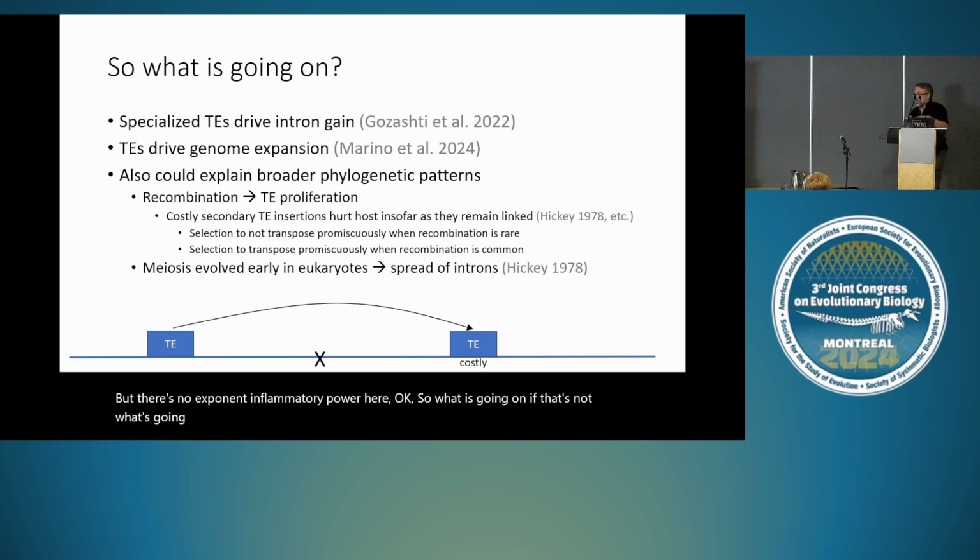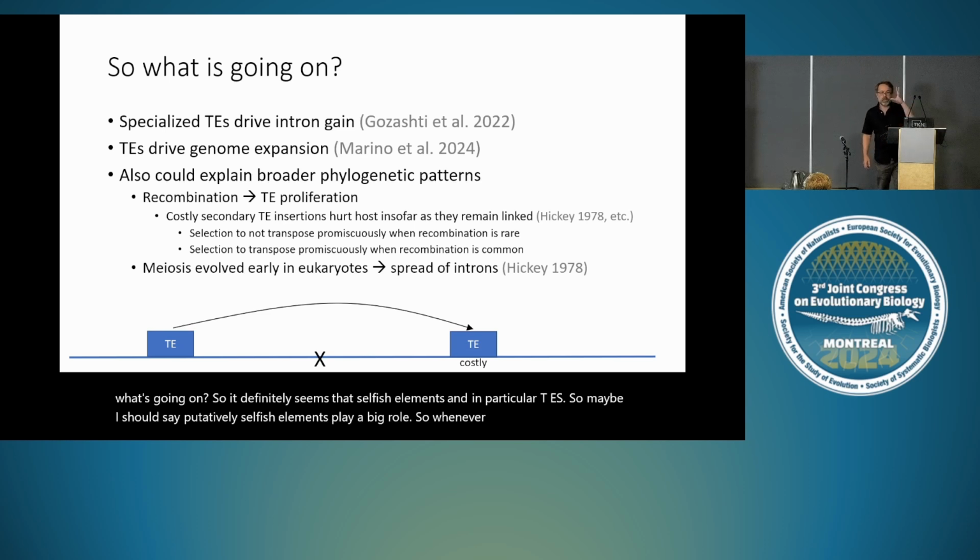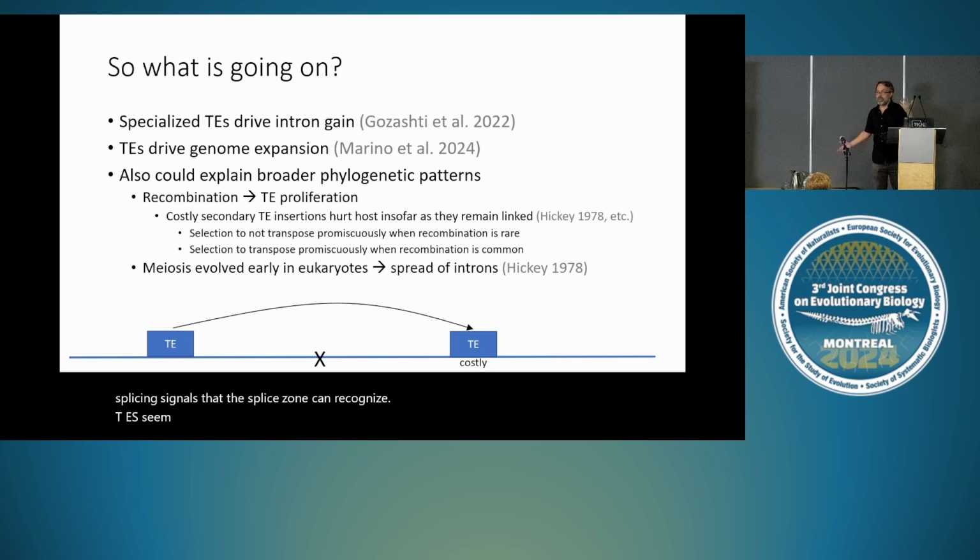Okay, so what is going on if that's not what's going on? It definitely seems that selfish elements, and in particular TEs, so maybe I should say putatively selfish elements, play a big role. Whenever we see a massive expansion of introns, it seems to be driven by TEs that have acquired splicing signals that the spliceosome can recognize. TEs seem to explain most of the differences in genome size, at least across animals. And I would argue that maybe less appreciated is that it could also help to explain broader phylogenetic patterns.